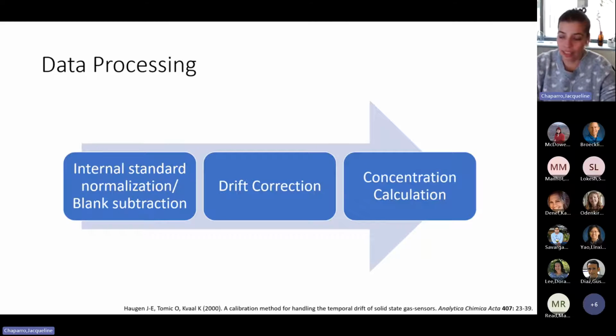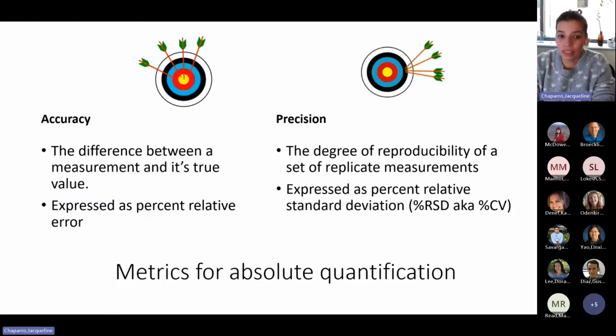And so these different things enable us to do internal standard normalization, blank subtraction, drift correction, and then calculate the concentration of our sample. And so a lot of these different things that we measure help with accuracy, so the difference between a measurement and its true value.